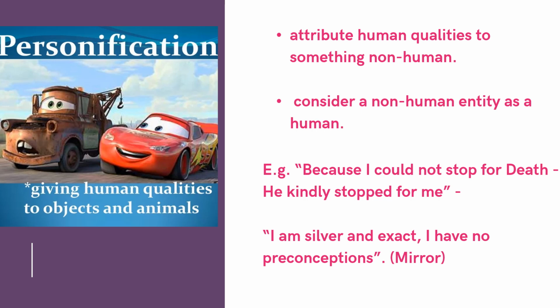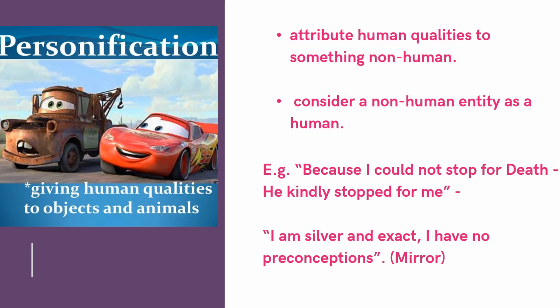And I think this is a film. There is a Hollywood film on this theme, and here the cars or vehicles are being portrayed as human beings, and their life is being discussed in that film. Anyway, such a kind of comparison or poetic device is known as personification. And here, a non-human entity is considered as a human. And we have to find some examples for personification.